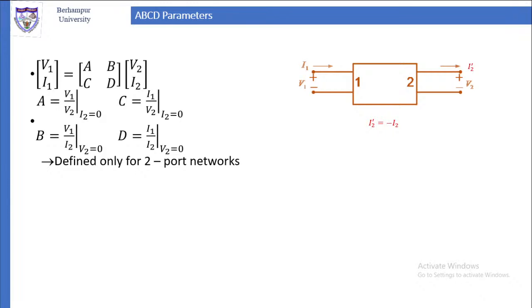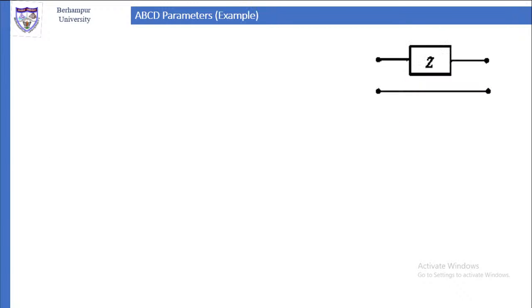We define these ABCD parameters. Remember that the ABCD parameters are defined only for a two-port network. We cannot define it for three-port or four-port networks. So if it is multi-port beyond two-port, then you cannot define ABCD parameters. And now let us see some examples of ABCD parameter.